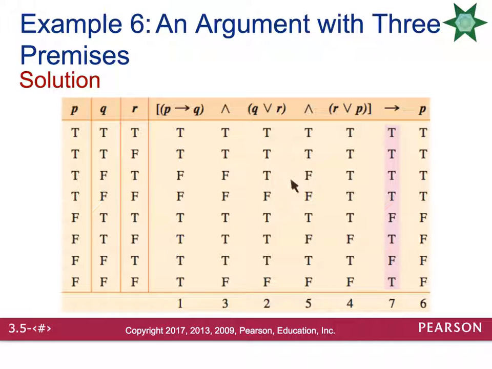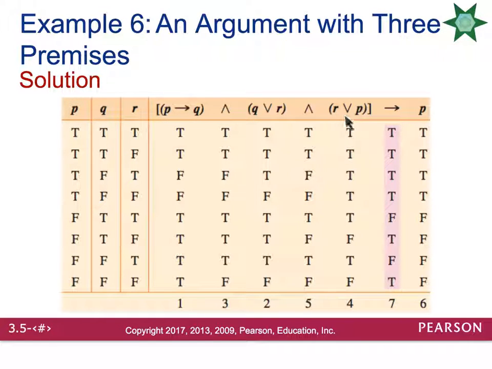We have one true, so that's true. We still have one true, so that's true. We have one there, so that's true. None there, so that's false. One there, so that's true. And then none there, so that's false. Okay, so I did this premise, and this premise.